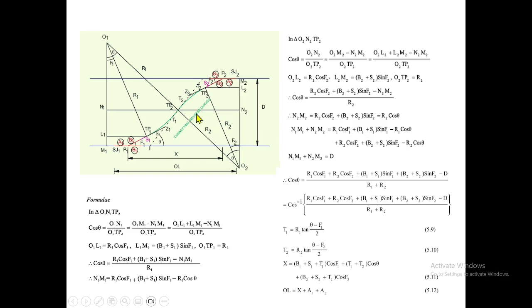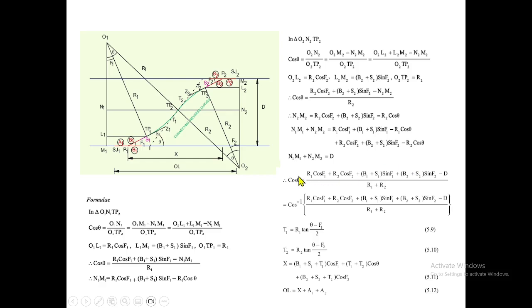In the earlier case it was in the middle, which is why we simply took D by 2. Here it is not exactly in the middle, which is why we are finding out N1 M1 and N2 M2. In terms of formula we have made it, and adding them we equate with D. So N1 M1 plus N2 M2 equals D. In that case, we add the N1 M1 formula plus N2 M2, and we get the equation like that.